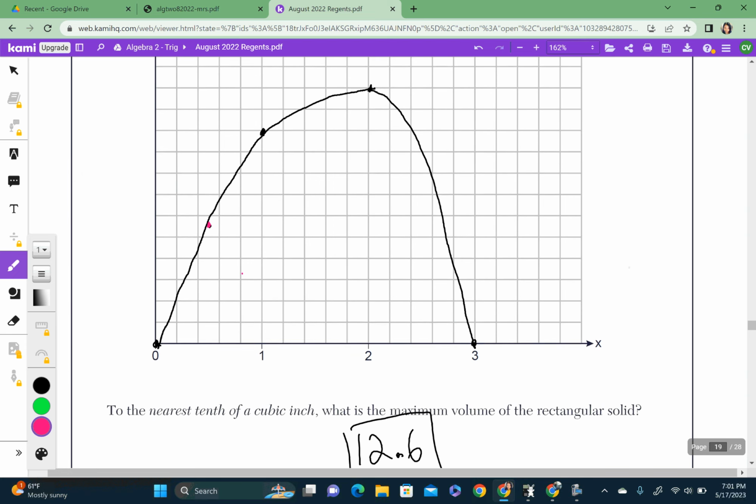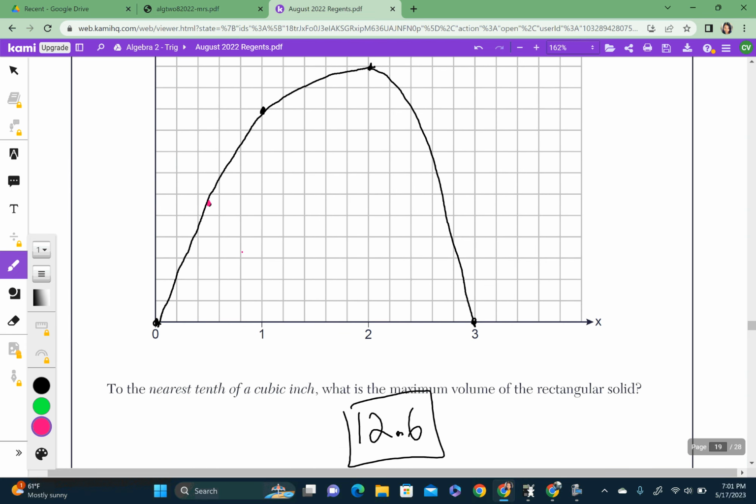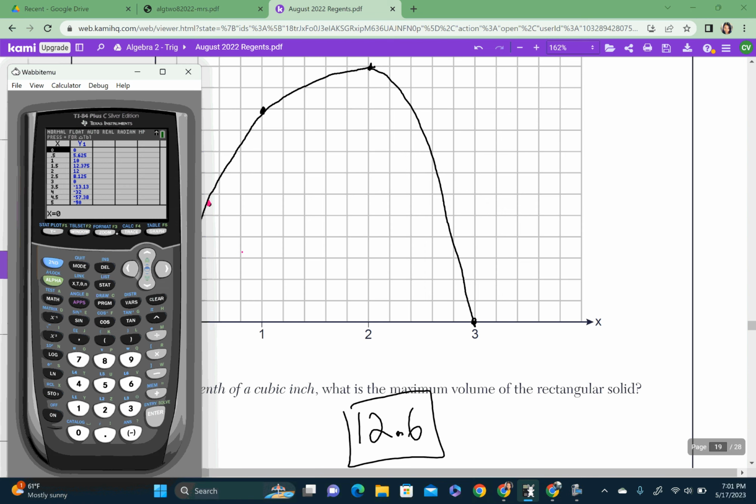The second part says, what is the maximum volume? So what I did is I went to my calculator, hit second calc, and I want to find maximum, which is choice 4. So once it goes ahead and draws my graph for me, you see this mountain peak right here? I want to go anywhere to the left, hit enter. I want to go anywhere to the right. We're going to hit enter again. And we're going to go to where we think it is. So it's somewhere around there.